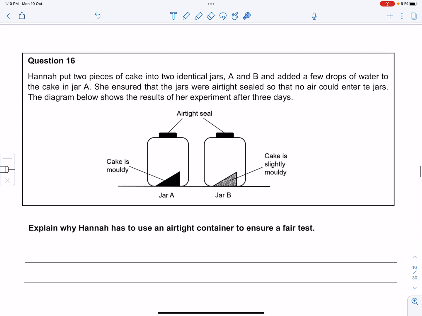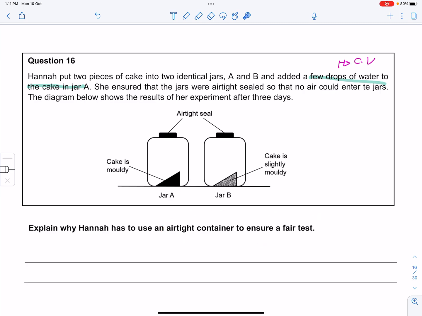Okay, now question 16. Henna put two pieces of cake into two identical jars, A and B, and added a few drops of water to the cake in jar A. So basically, this is the change variable. If you're quick to spot, because one has water, the other does not. She ensured that the jars were airtight sealed so that no air could enter the jars. The diagram below shows the results of the experiment after 3 days. Okay, so explain why Henna has to use an airtight container to ensure a fair test.